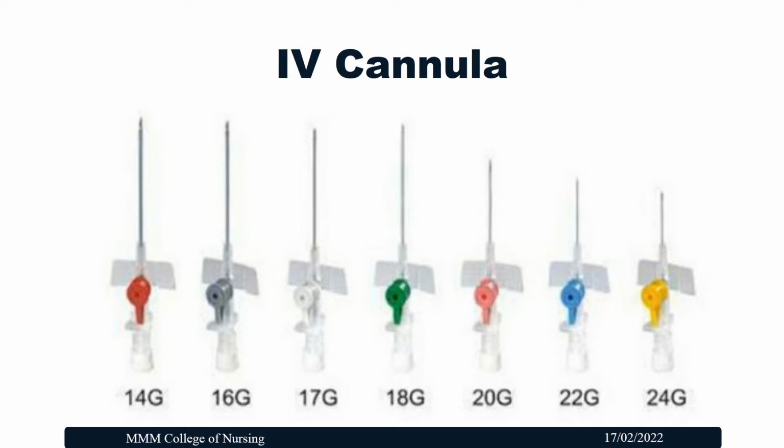When a smaller gauge needle is taken, it will be bigger in size. It varies from 14 gauge to 24 gauge, and the size of the needle can be decided according to the patient. Usually the 24 gauge will be used for newborn babies and infants, and 22 will be used for pediatric patients and sometimes on adult patients also.